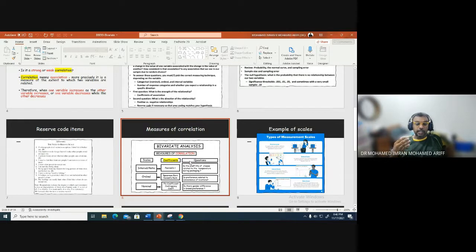So you cannot tell your friend next door kenapa you tak buat Pearson, sedangkan dia pakai data, dia punya scale ialah ordinal. And he cannot tell you kenapa you tak pakai Spearman. Sebab berbeza. Walaupun dua-dua buat correlation, tapi it's different. So you have to understand what measurement scales are you using so that you can do your bivariate analysis.